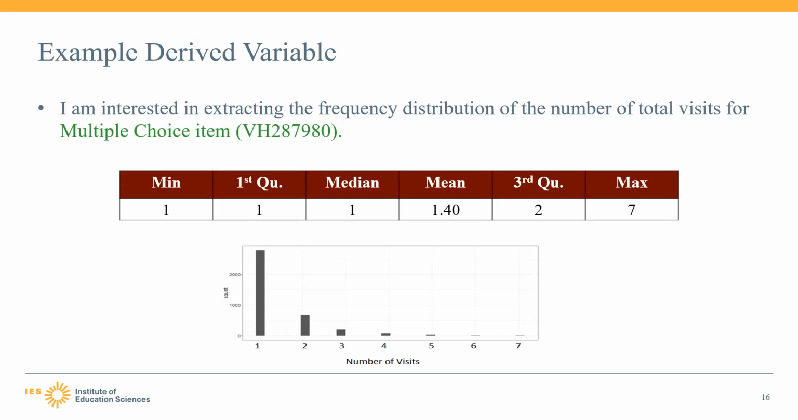Let's see an example for derived variables. Let's say that I am interested in extracting the frequency distribution of the number of total visits for a multiple choice item. Let's create a new variable and call it visit number. With this new variable, we can examine descriptives and visualize the results. We can see that the maximum number of visits for this item was 7, but there were only few students with that many visits.